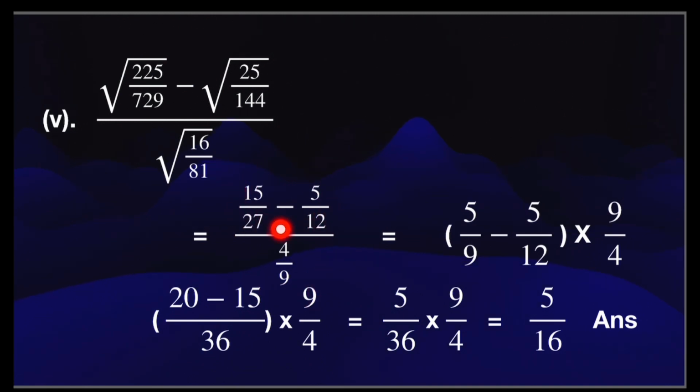First solve this numerator. This portion you have to take, first I am reducing this 15 upon 27 to 5 upon 9 minus 5 upon 12. So this you have to solve by finding the LCM, that is 36. So you can do this, it is a simple sum on fractions. You will get this answer.